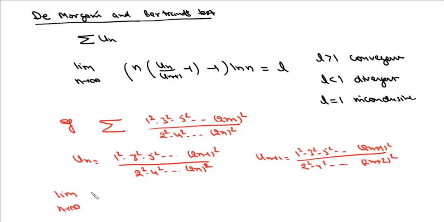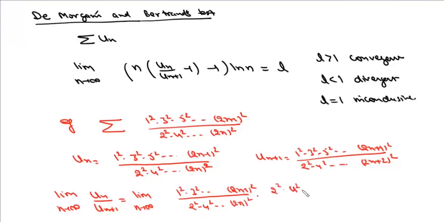As n tends to infinity, u_n upon u_{n+1}, so it will be this limit, n tends to infinity. Now we can write this as 1 square, 3 square, up to (2n minus 1) square upon 2 square, 4 square, up to (2n) square, into 2 square, 4 square, up to (2n plus 2) square upon 1 square, 3 square, up to (2n plus 1) whole square.